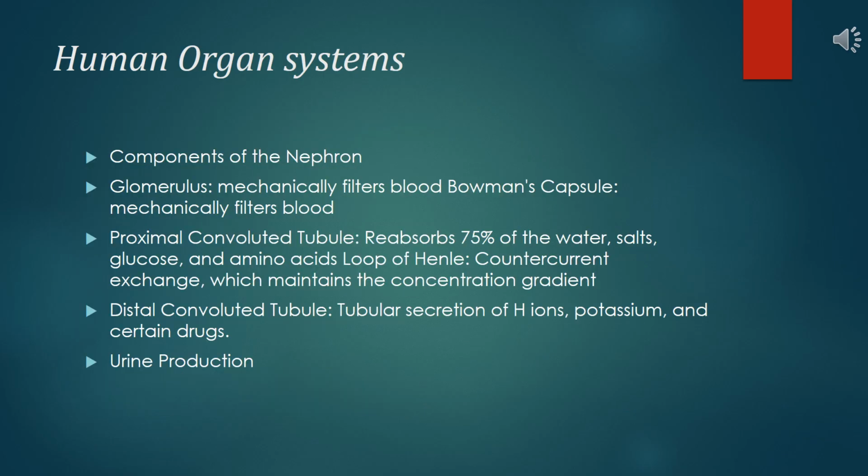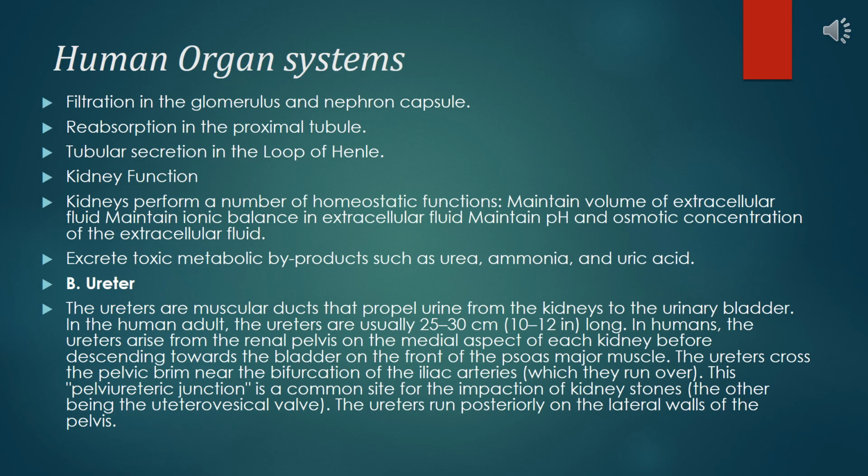Components of the nephron: glomerulus mechanically filters blood; Bowman's capsule mechanically filters blood; proximal convoluted tubule reabsorbs 75% of the water, salts, glucose, and amino acids; loop of Henle, countercurrent exchange, which maintains the concentration gradient; distal convoluted tubule, tubular secretion of amines, potassium, and certain drugs. Urine production: filtration in the glomerulus and nephron capsule, reabsorption in the proximal tubule, tubular secretion in the loop of Henle.